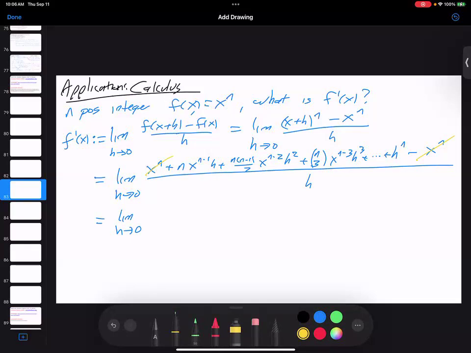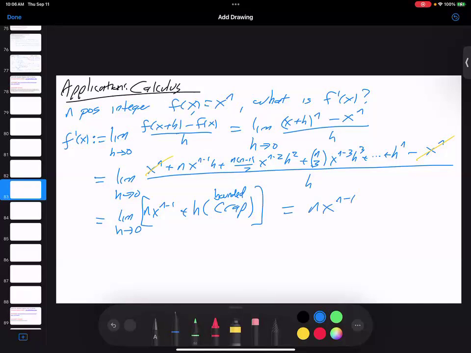And what do you notice about everything else? They all have an h. So this is then going to give you an n x to the n minus 1 plus h times something. I'm not going to bother writing it out. What does that go to as h goes to 0? Doesn't matter. It's bounded. And so if I take the limit, I'm going to get n x to the n minus 1.